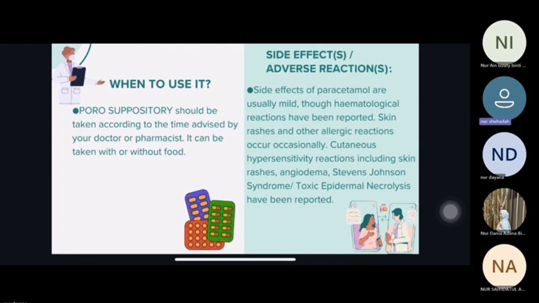When to use it? Poro suppository should be taken according to the time advised by your doctor or pharmacist. It can be taken with or without food. The side effects of Poro suppository: side effects of paracetamol are usually mild, such as hematological reaction, skin rashes and other allergic reactions. Cutaneous hypersensitivity reactions including skin rashes, angioedema, Stevens-Johnson syndrome, and toxic epidermal necrolysis have been reported.